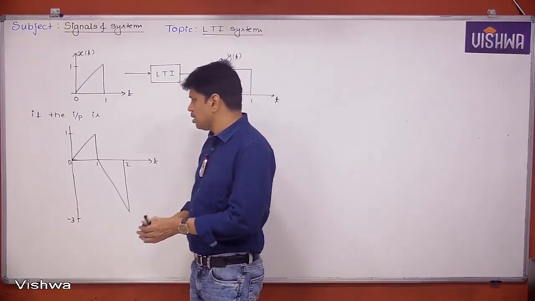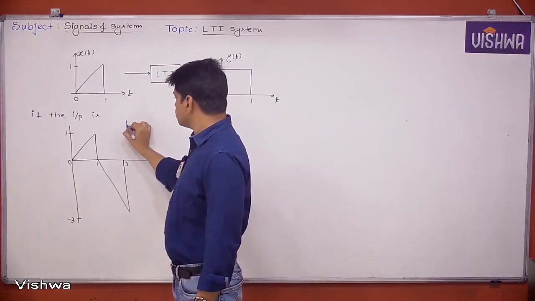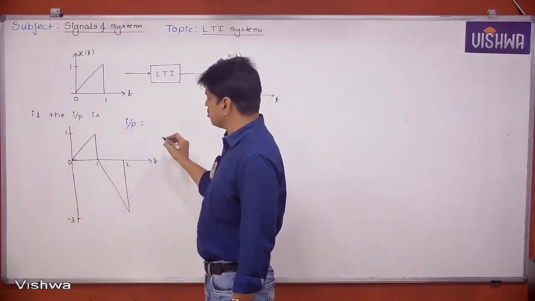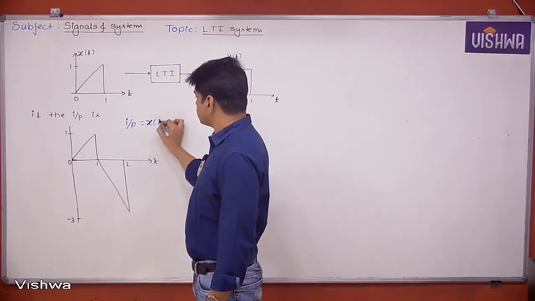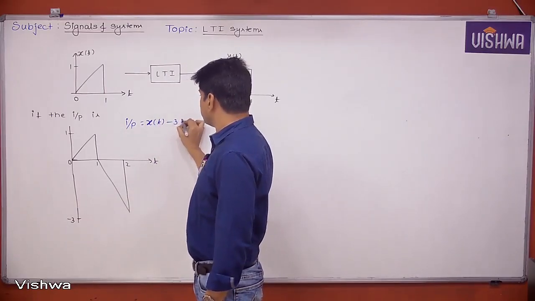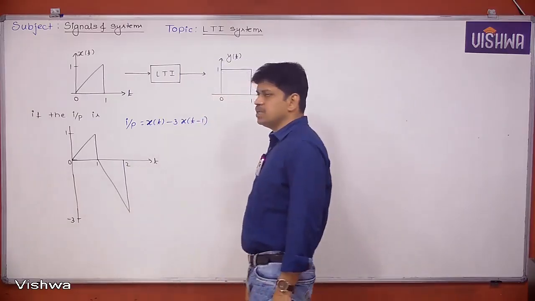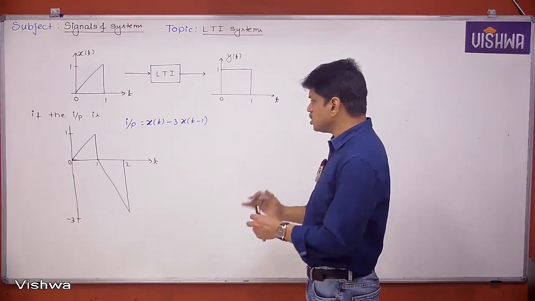So in simple terms, I can write the given input as x of t is nothing but x of t minus 3x of t minus 1. So this is what the input is.